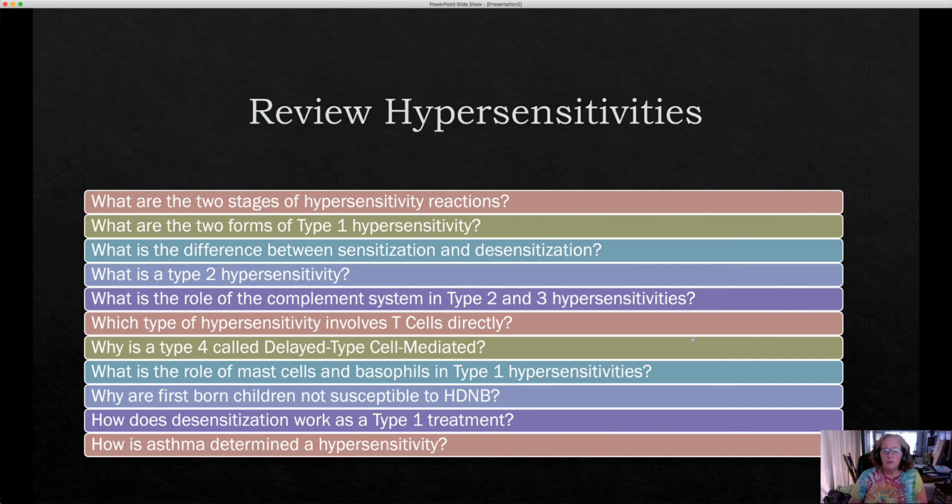So just a quick review. These are some of the questions that you might want to try to answer for the hypersensitivity section of this lecture. What are the two stages of hypersensitivity? What are the two different types of type 1 hypersensitivities? Differences between sensitization and desensitization. What's a type 2, a type 3, a type 4? Why is it called delayed cell? Why are firstborn children not susceptible to hemolytic disease of the newborn? How is asthma determined a hypersensitivity? These are some concept questions that I want you to try to answer. You're going to see similar questions like this on your exam.